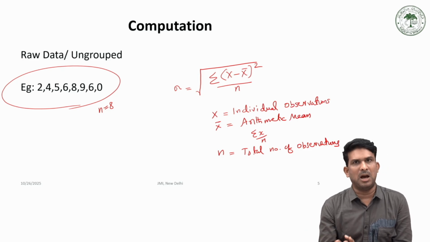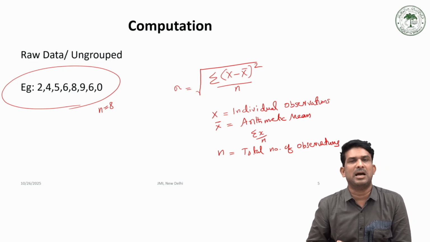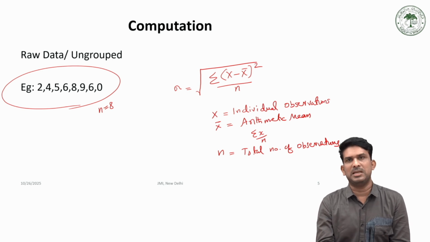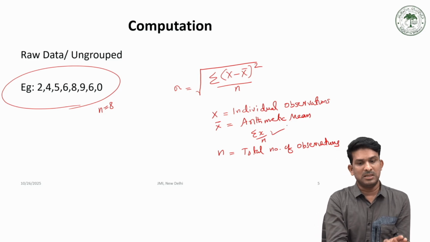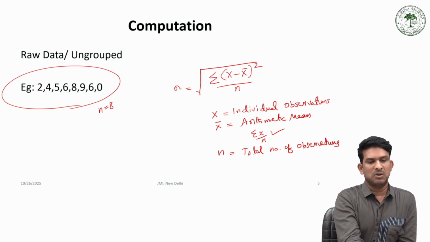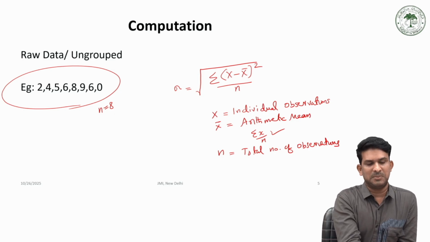Next is x bar. We don't have an idea about x bar. What is x bar? X bar is arithmetic mean. It is sigma x by n. So shall we do that first? In this only we are doing that. Is it okay? Yes. Go for calculation of arithmetic mean.